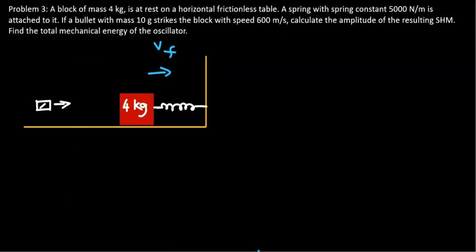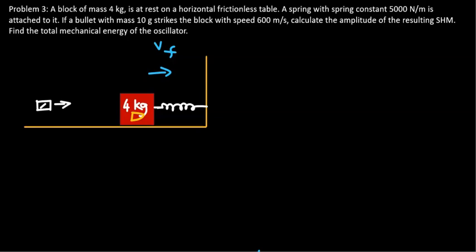Problem 3. A block of mass 4 kg, that's this block right there, is at rest on a horizontal frictionless table. A spring with a spring constant of 5,000 Newton per meter, that is that spring, is attached to it. If a bullet with mass 10 grams, so that is the bullet, strikes the block with a speed of 600 meter per second, calculate the amplitude of the resulting simple harmonic motion and also the total mechanical energy of the oscillator. So what is happening is this bullet, which is initially moving with a speed of 600 meter per second, will hit the block and will become part of the block.